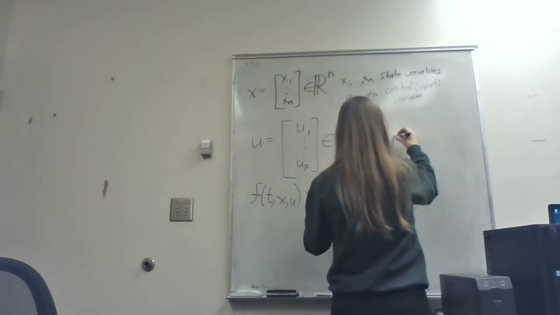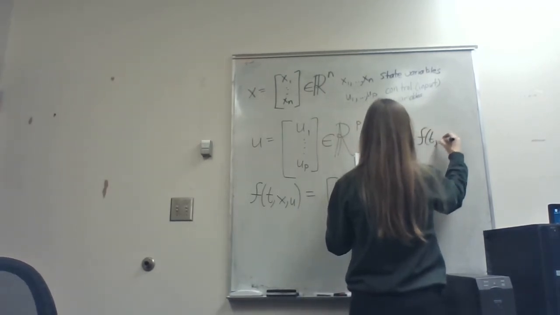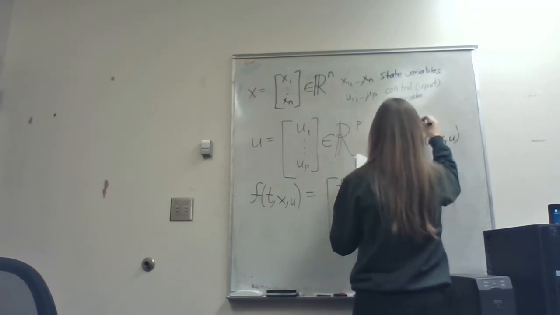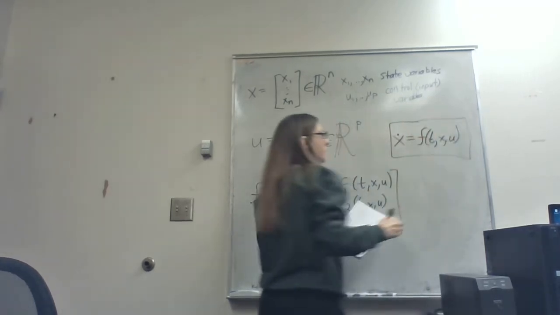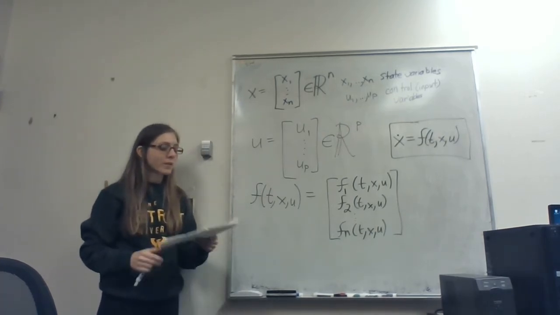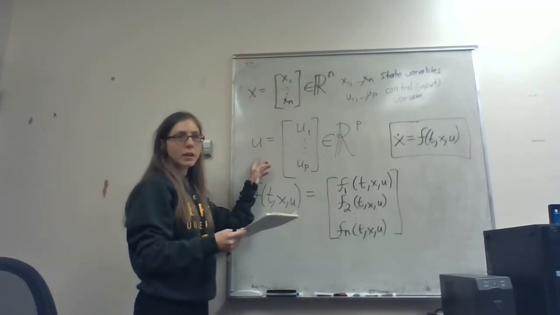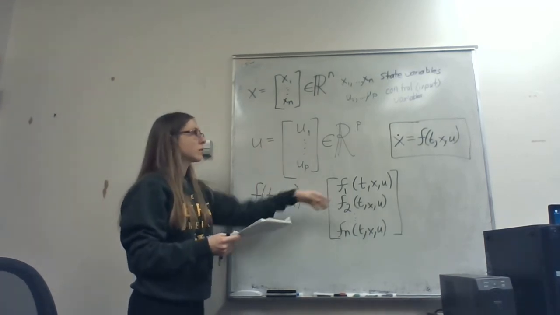So then with this, we're going to use this notation: x dot equals f of t, x, u. This is what you're going to see everywhere in these lectures. And that's going to represent the original system of differential equations when I wrote it on the board over here, where it was x1 dot equals this, x2 dot equals this.